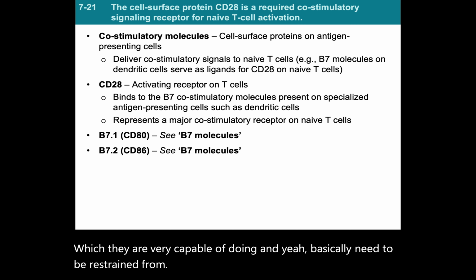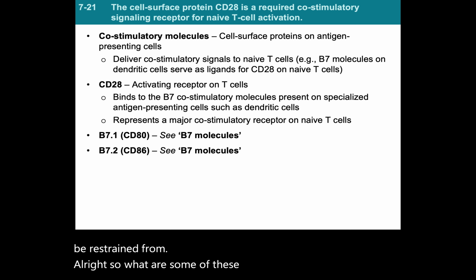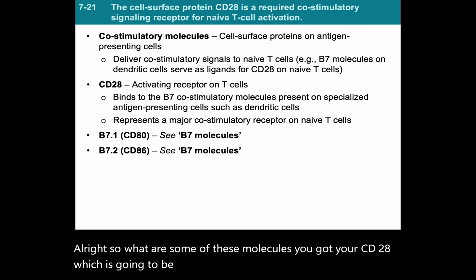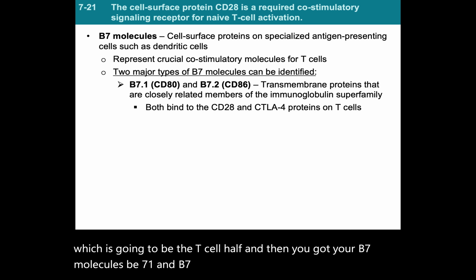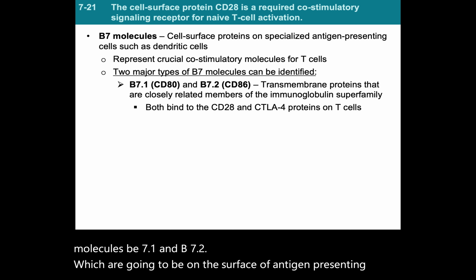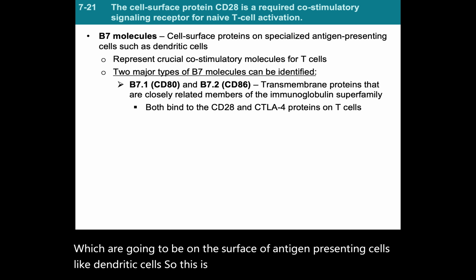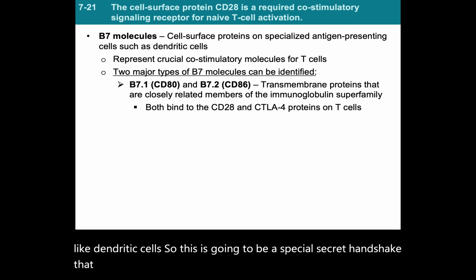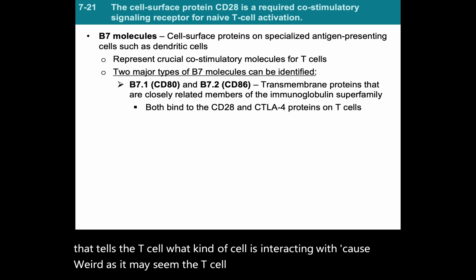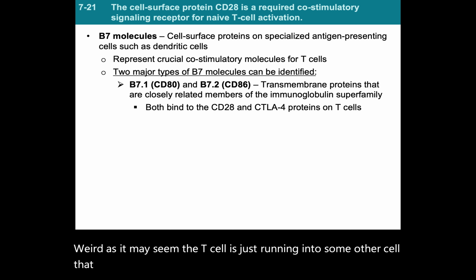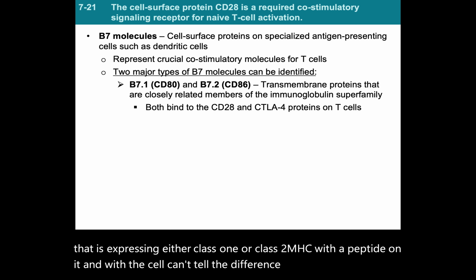All right, so what are some of these molecules? Well, you've got your CD28, which is going to be the T cell half. And then you've got your B7 molecules, B7.1 and B7.2, which are going to be on the surface of antigen-presenting cells like dendritic cells. So this is going to be a special secret handshake that tells the T cell what kind of cell it's interacting with. Because weird as it may seem, the T cell is just running into some other cell that is expressing either class 1 or class 2 MHC with a peptide on it. And the T cell can't tell the difference except when there are co-stimulatory molecules out there.